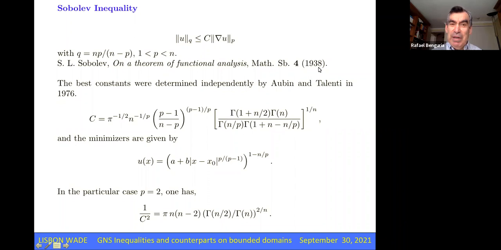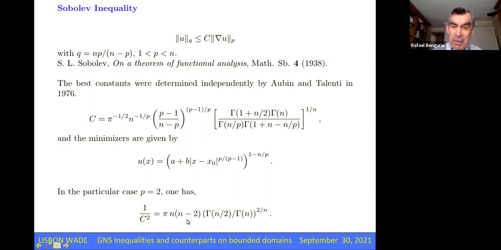And the best constants for this inequality were proven by Aubin and Talenti. And they are given by this expression in terms of gamma functions. And the minimizers are given by this expression. A particular case I'm going to mention later was proven already in 1882. And in the particular case of P equal 2, this constant C is given by this expression for all dimensions bigger than 2.